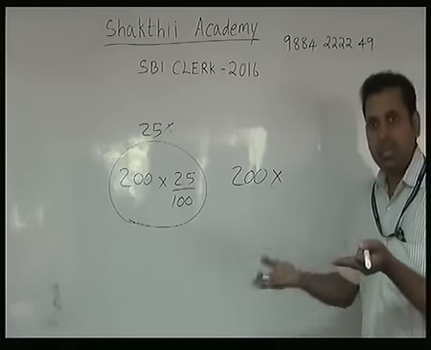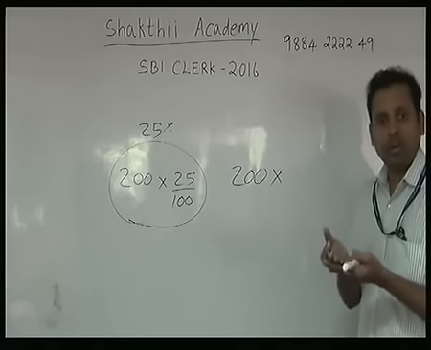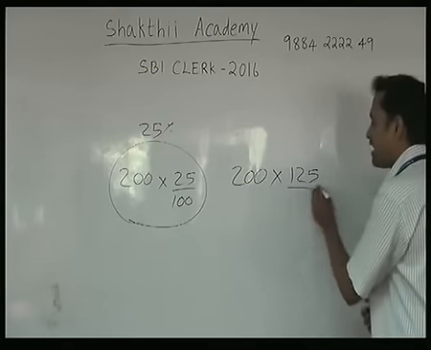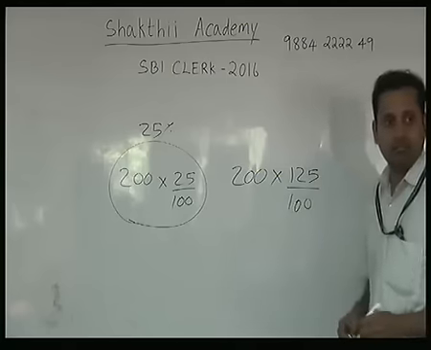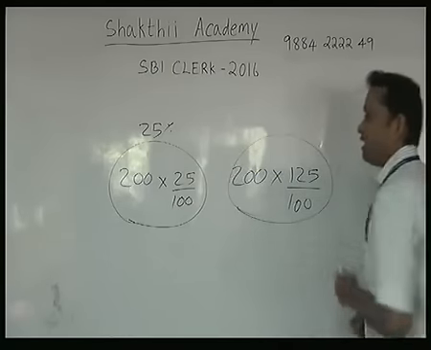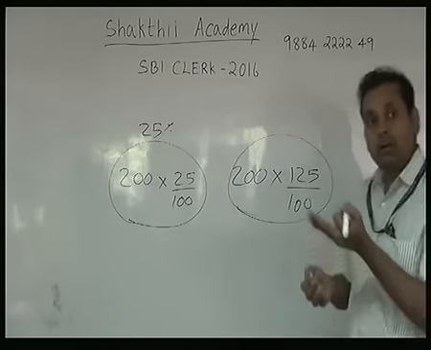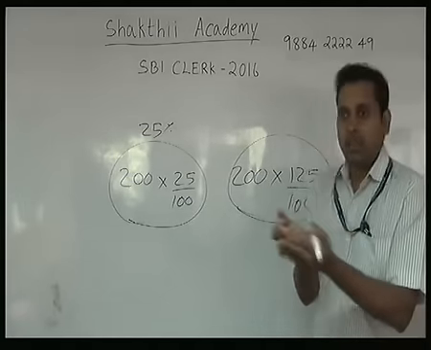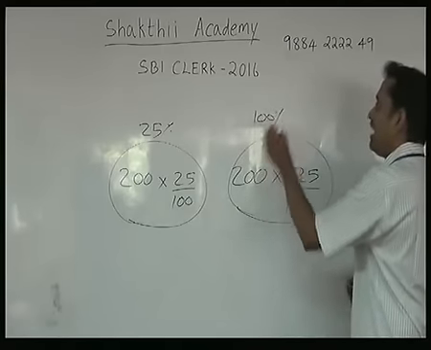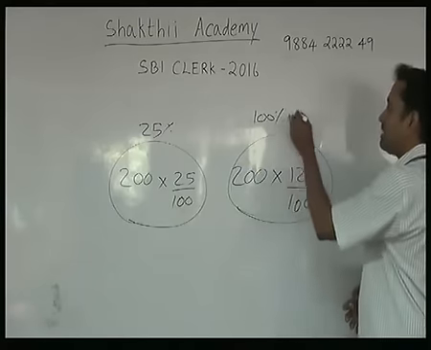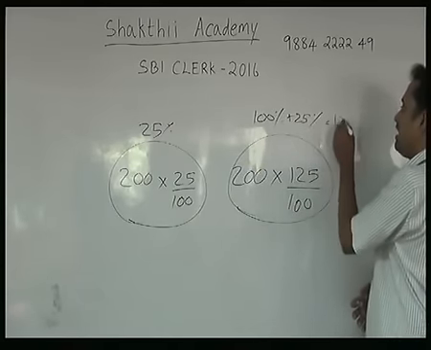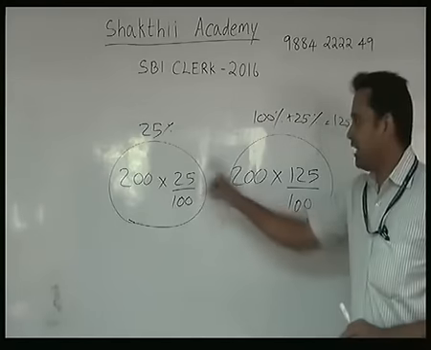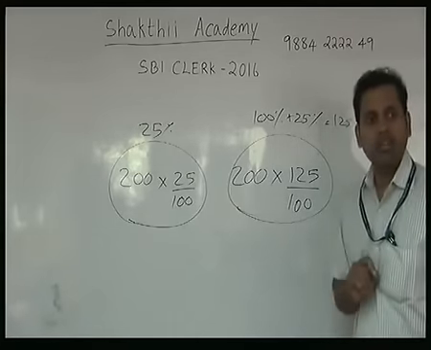Along with the 25%, you need to add how much? 100. So what you get is 125%, that is 125 by 100. This way when you calculate, you will get the old value plus the percentage increase together. The old value is 100% and the percentage increase is 25%, and together you get 125%. Is it clear? So for any number, you need to use this concept.